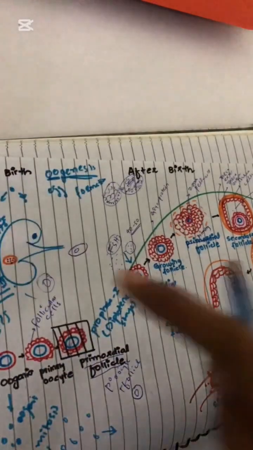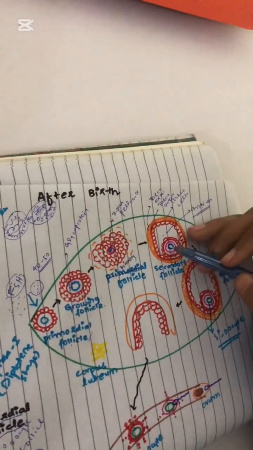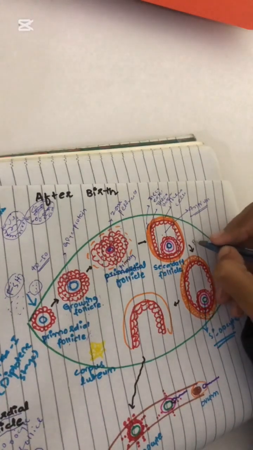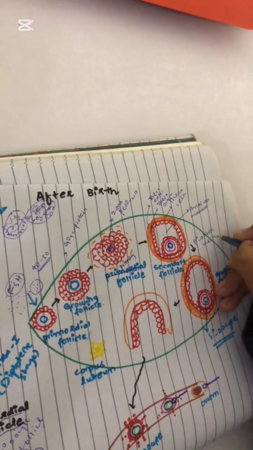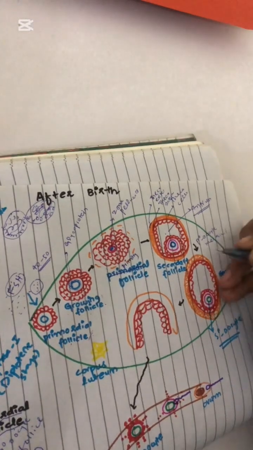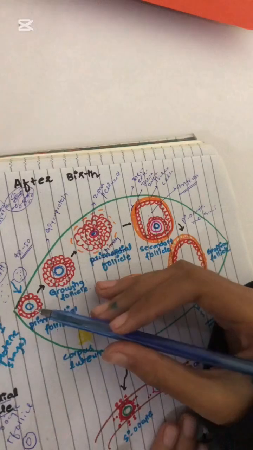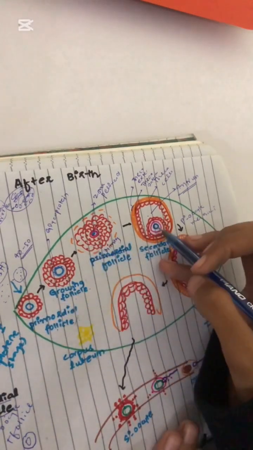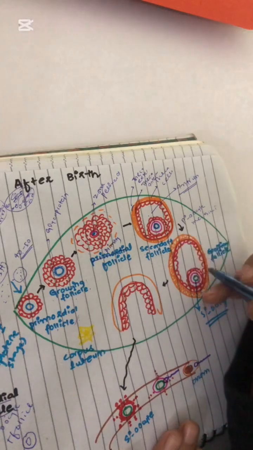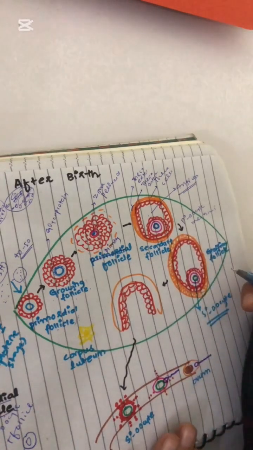Remember, it is arrested at the stage of prophase 1. It suddenly wakes up and completes its meiosis 1. Now what happened? Primary oocyte completes its meiosis 1. When it completes its meiosis 1, it forms secondary oocyte. Here all these cells which I have shown in blue color are primary oocyte. The primary oocyte completes its meiosis 1 and it forms the secondary oocyte.